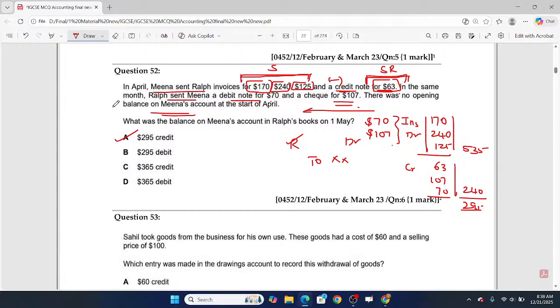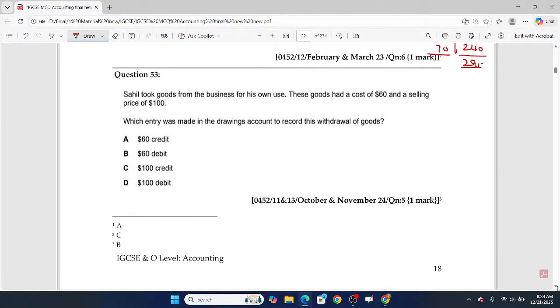Now we'll move on to the next one. Sahil took goods from business for his own use. These goods had cost 60 and selling price 100. We never bother about the selling price. Which entry was made in the drawings account? So drawings account will be shown at 60 only. Drawings is also debited. So debit drawings with 60 is the correct one.